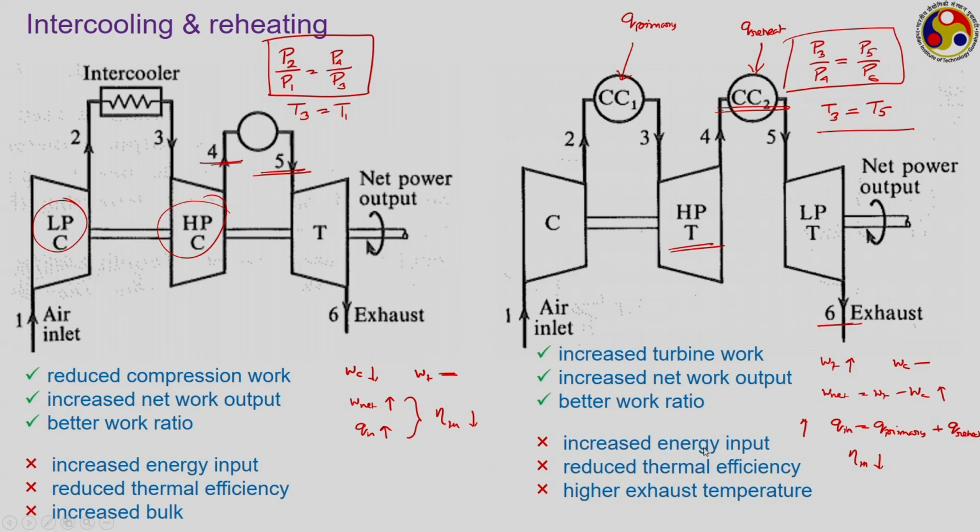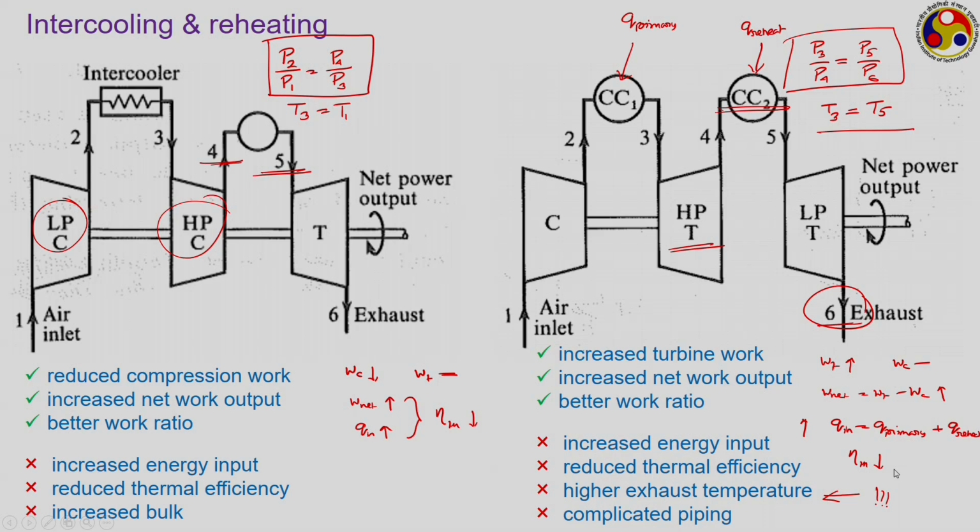And another big implication of this reheating is that the exhaust temperature, this T6, is much higher. If there is no reheating present, then what would have been the exhaust temperature? This exhaust temperature with the presence of the reheater is significantly higher. There may be a 300-400 Kelvin order of temperature difference, which is one big issue to be resolved with reheating. So, this higher exhaust temperature is something that we have to be careful about with the use of reheating.